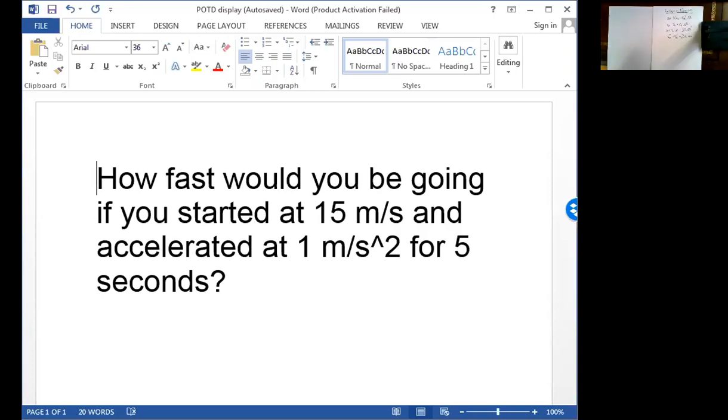How fast you started? Okay, and what's that? 15 meters per second. Okay, and what quantity, what symbol should I label that? How fast I started, which quantity is that? Initial velocity, thank you. So initial velocity, or the VI, or VXI, that's 15 meters per second. Good. What else do we have?